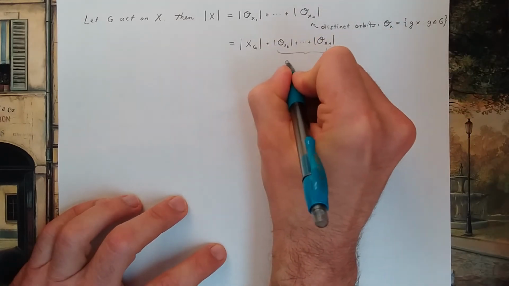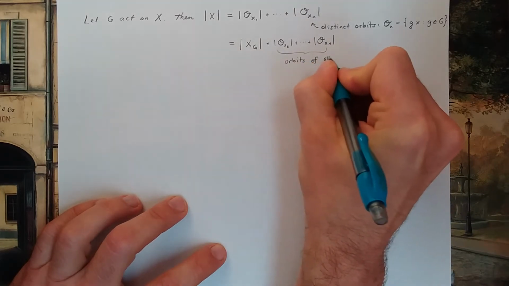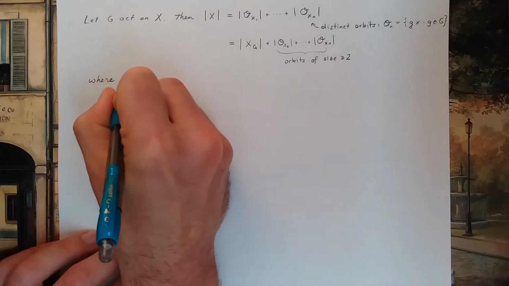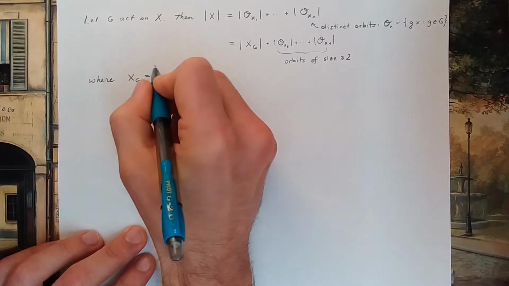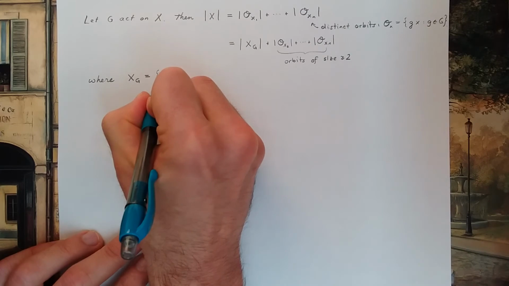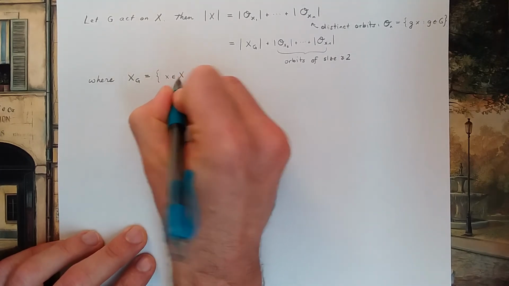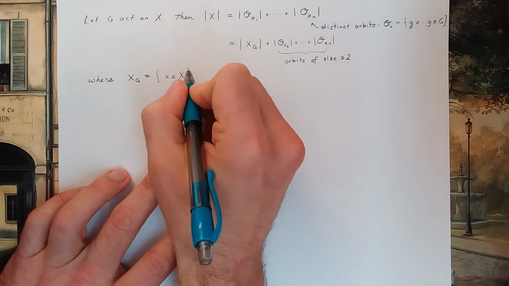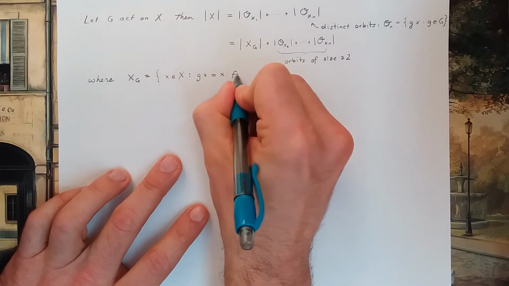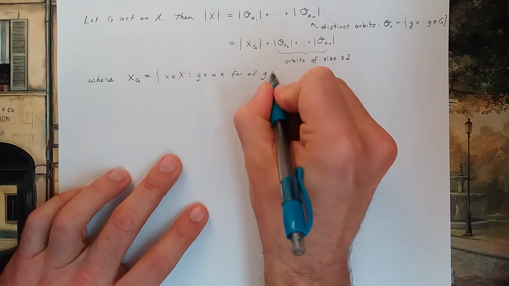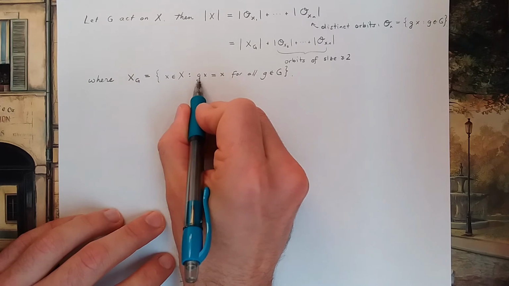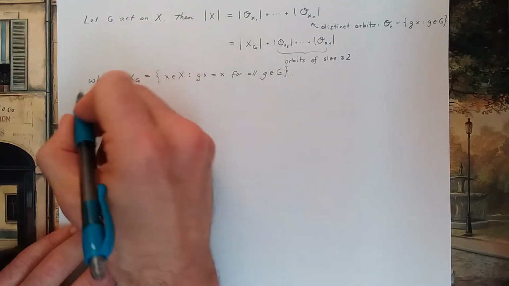So these are orbits of size at least 2. And I'm going to define X_G to be the union of all the orbits of size 1. And what that means is that it's the set of all elements in X such that gx is equal to x for all elements g in your group. It's the union of all orbits of size 1, because to be an orbit of size 1, gx equals x for all elements in your group. All right, let's see an example of what I mean by this.